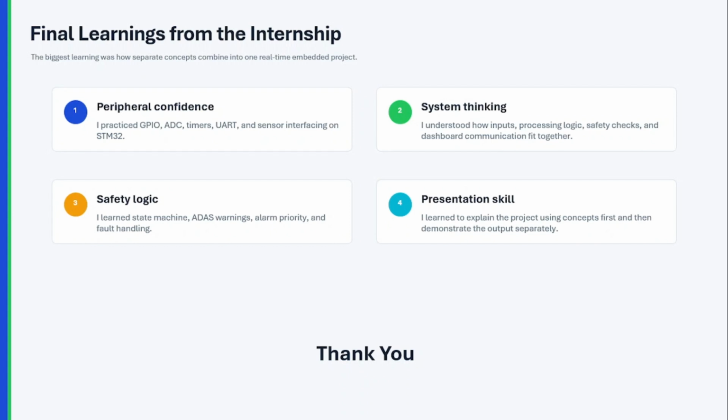I practiced STM32 peripherals like GPIO, ADC, timers, and UART. I also learned how sensors interface using ultrasonic sensors. On the software side, I learned EV control logic, RS warning logic, state machine logic, fault management, and dashboard communication.